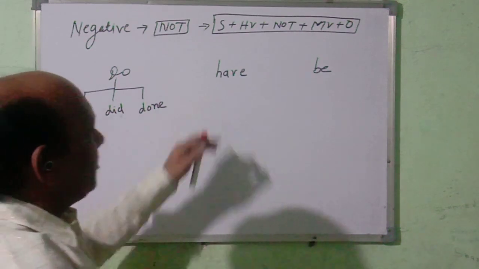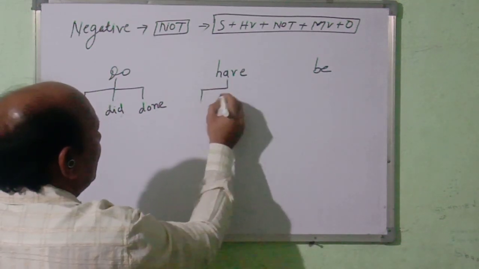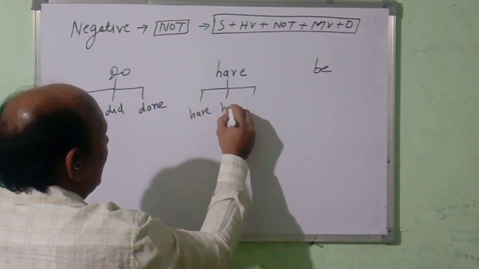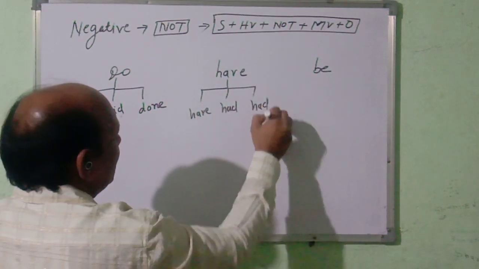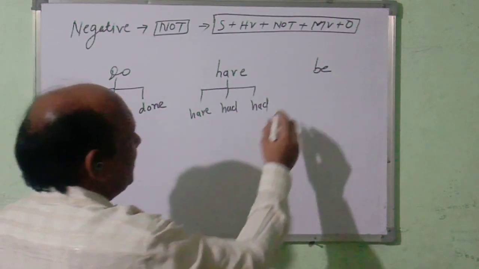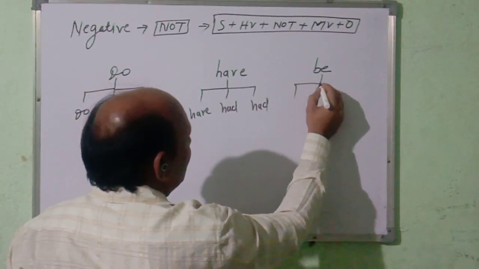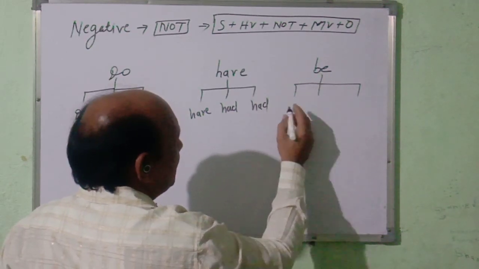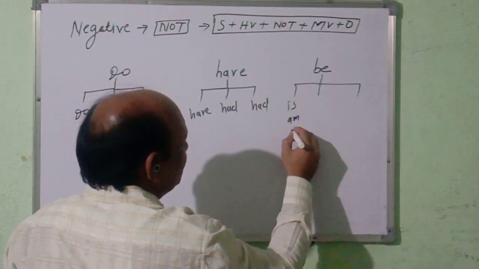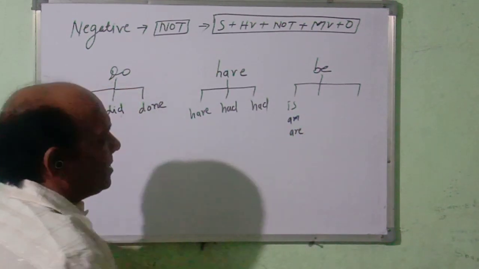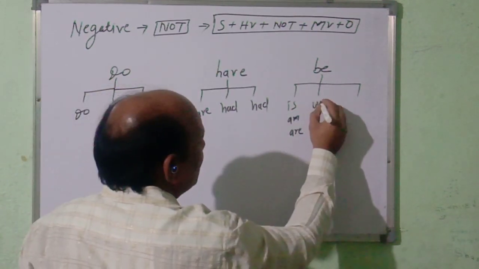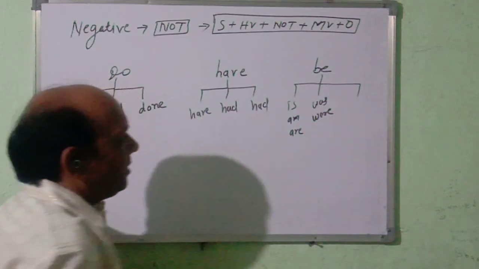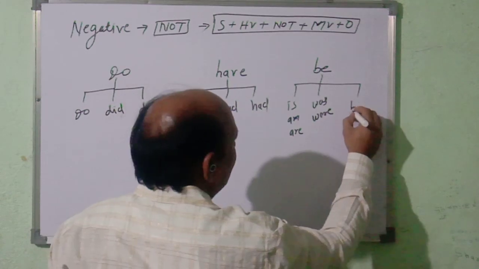Have is also divided into three parts. The first one is have, the second one is had, and the third one is also had. When you bifurcate the primary verb be, the first form is is, am, and are. The second form of be is was and were. And the third form of be is be.